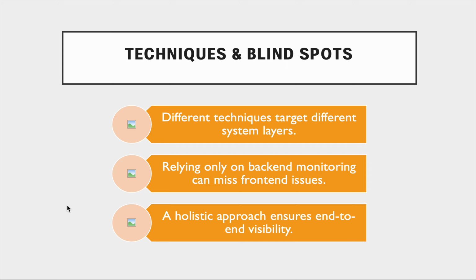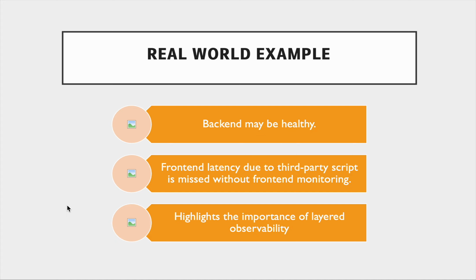Techniques and blind spots. Different monitoring techniques apply to different layers of your system. For example, monitoring just the backend may not reveal slow page loads in the front end. A common blind spot is ignoring client-side performance, which can heavily impact user experience. A layered, full-stack observability strategy helps you avoid these gaps.